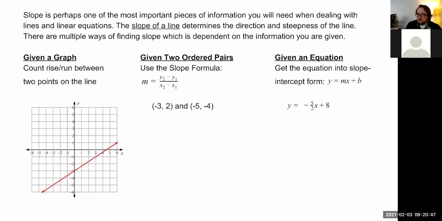So what I have for us here is 3 different scenarios, each of which we're going to try to find the slope. All that's different from one to the next is how the information is presented to us. So, for example, for the assignment today, when it asks you, what is the slope? The best thing to ask yourself is one of these 3 questions. Is it a graph? Have I been given a graph? Have I just been given 2 ordered pairs? Or have I been given an equation? Once you decide which of those 3 scenarios is true, that's going to help you decide which of these 3 methods you're going to use to find the slope.